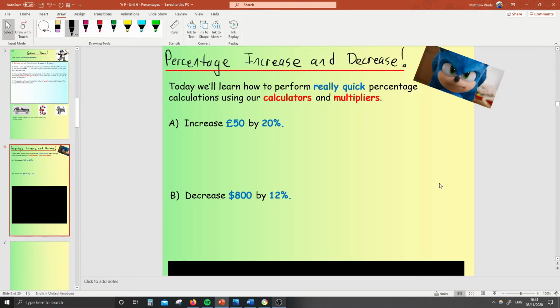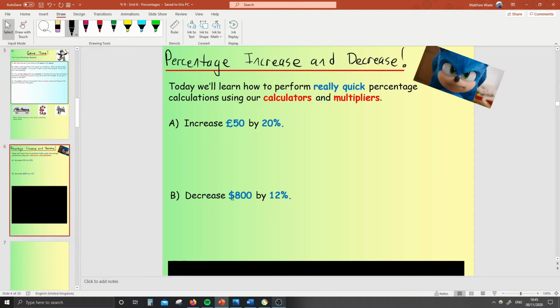Okay, now here's what we're going to do. You can see the two questions that I've got on the board here. The first one just says increase 50 pounds by 20%. I bet most of you could do that mentally, right? 10% is 5, so 20% is 10, and 10 plus 50 is 60. So the answer should just be 60 pounds. No problem, right? So why would I teach you a different method?